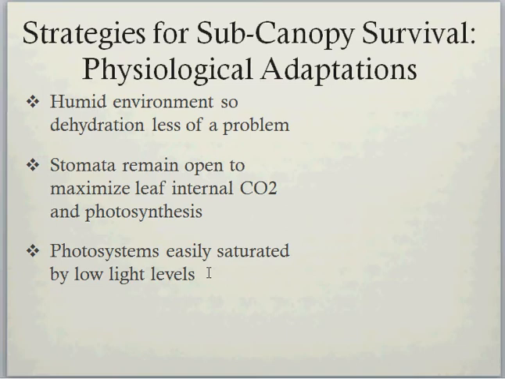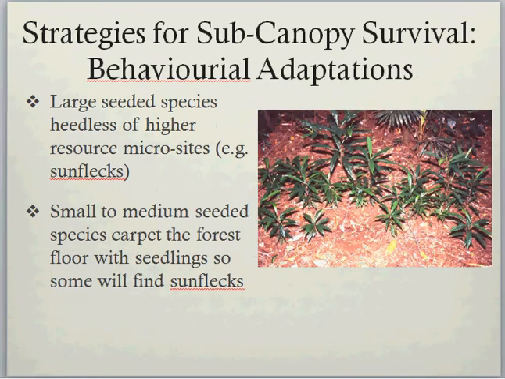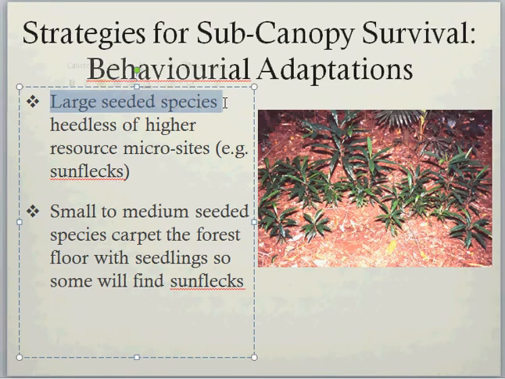Right, there are also behavioral adaptations of these plants. By behavioral I mean that they can position themselves in the sub-canopy at the seed dispersal stage to maximize their chances of survival. This is less important for large seeded species. Large seeded species, because they have a large seed, will have a large photosynthetic area upon germination. So they don't really care where they're positioned in the sub-canopy, because they will be able to survive regardless.